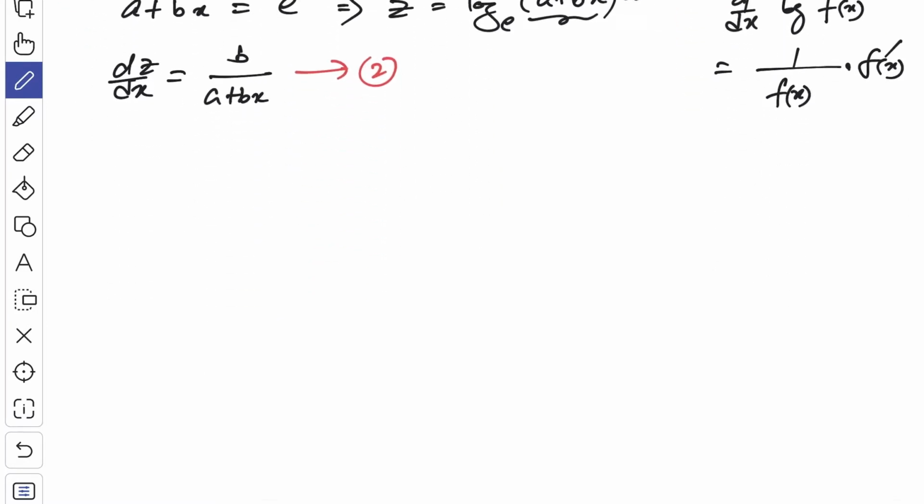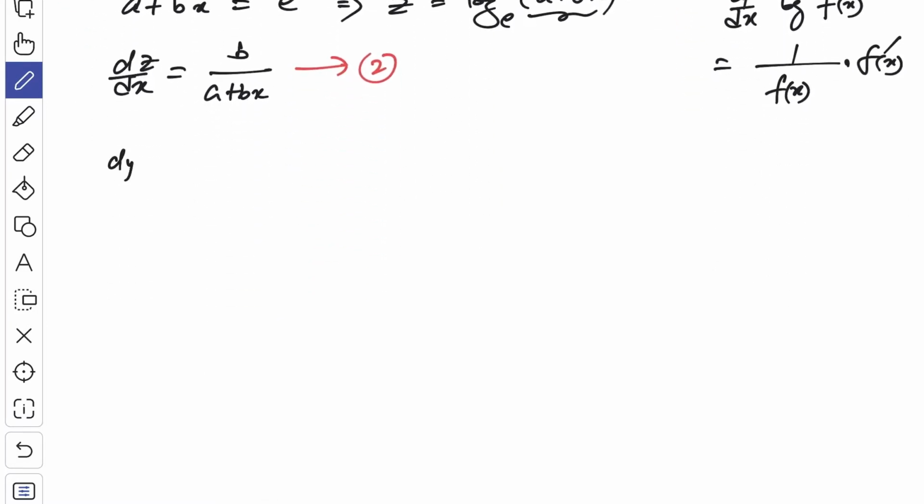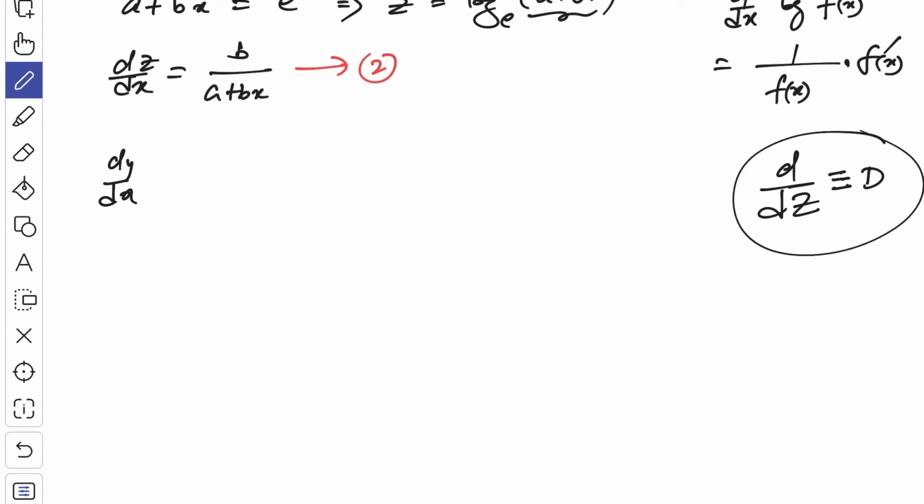Now let me scroll down the page. Remember one thing, this differential coefficient d by dz should be represented by capital D here. Okay, not d by dx, d by dz. The derivative with respect to z will be represented by capital D in this case. Now dy by dx can be written as dy by dz times dz by dx. We have already got dz by dx, put it here.